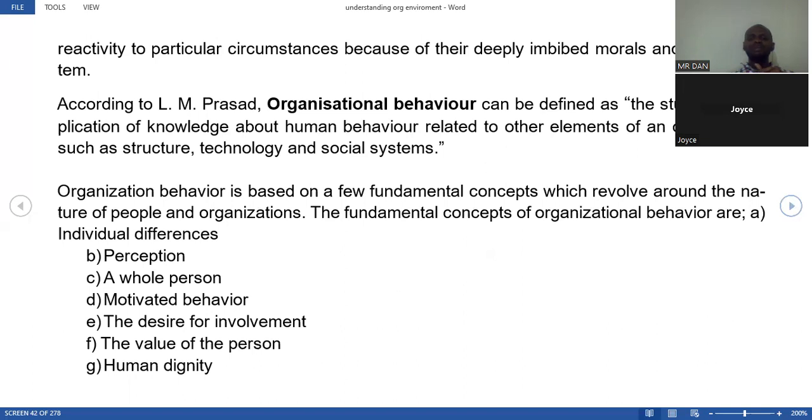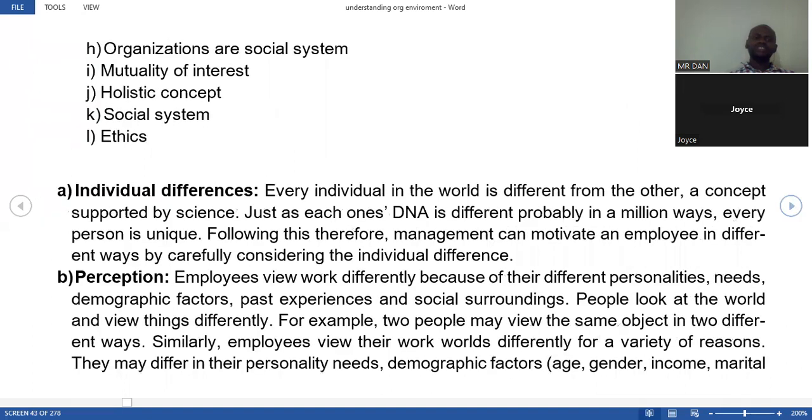So what are some of those fundamental concepts? The first one is individual differences. Different people have different DNAs, or different ways of interaction. For example, if you are a lawyer, there's a different way lawyers behave. If you are a man, there's a different way men behave. If you are a woman, there's a way you behave. This will shape many things about your behavior and your interaction.